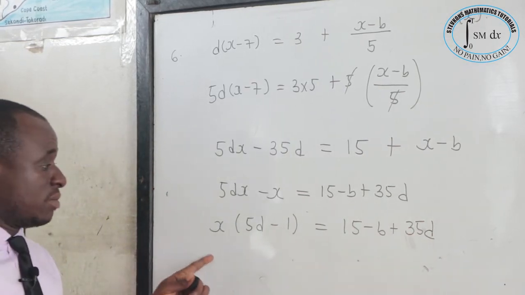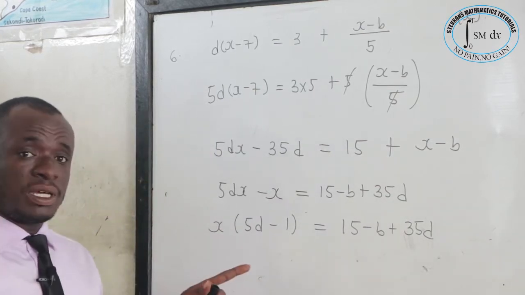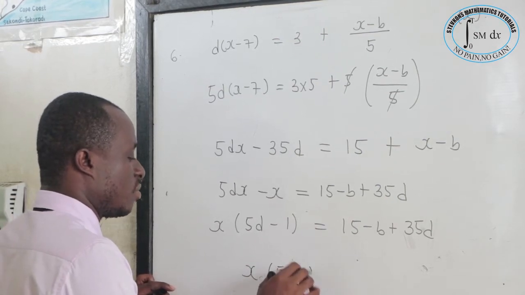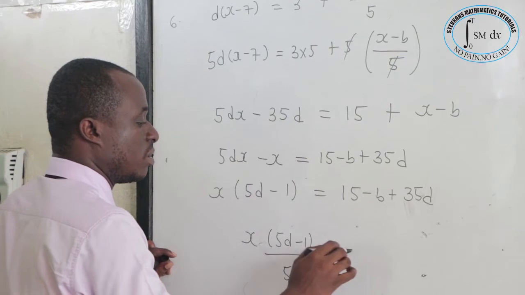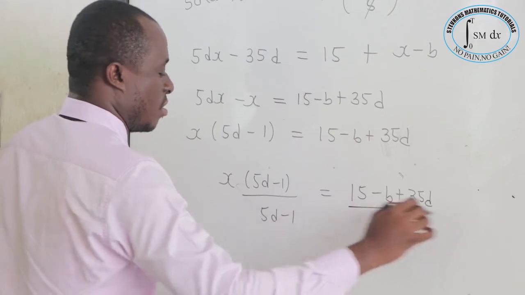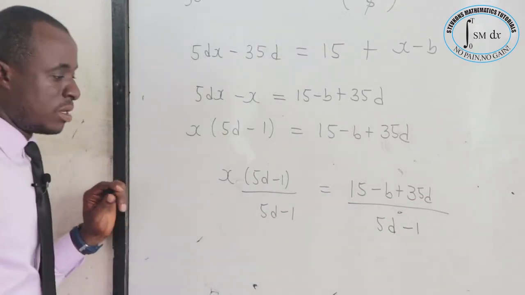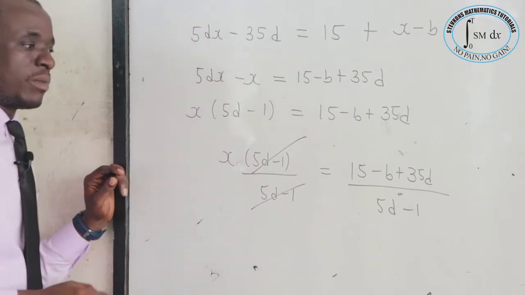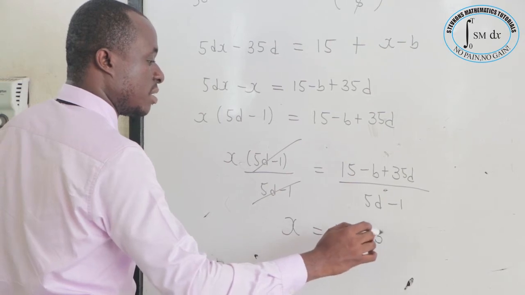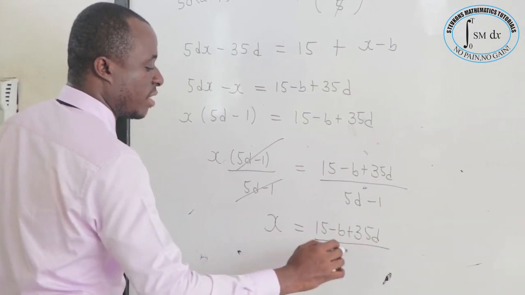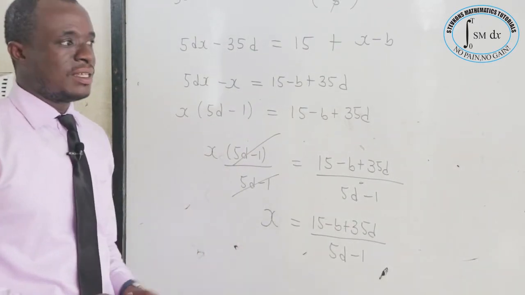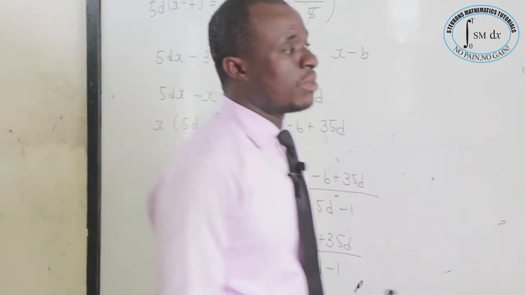I want to make x the subject, so I divide through by what is multiplying it, which is 5d minus 1. So you have x(5d minus 1) all over 5d minus 1 equal to 15 minus b plus 35d all over 5d minus 1. So 5d minus 1 is cancelled out by 5d minus 1. So you have x equal to 15 minus b plus 35d all over 5d minus 1. And here we have been able to make x the subject. Let's see question number 7.